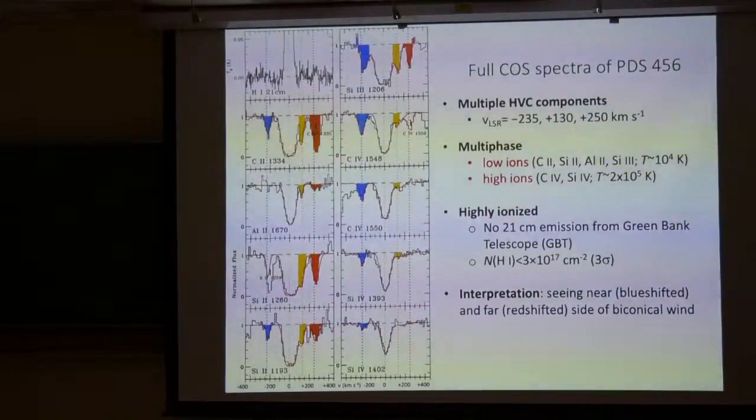And in this direction, there's no evidence for any H1 associated with these UV absorbers. The limit on the H1 column is pretty low, a few times 10^17. So we believe we're seeing the near side and the far side of the outflow cone. The near side is moving towards you, so it gives you the blue shift, and the far side is moving away, giving you the red shift.